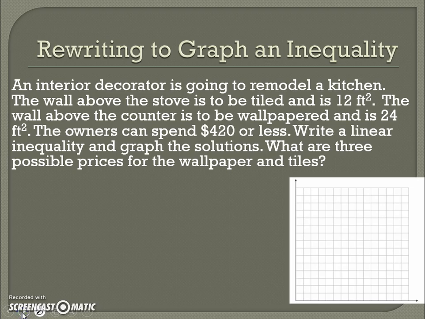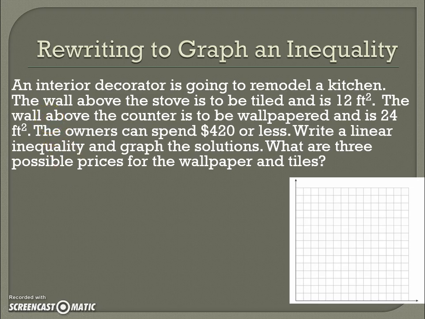It says an interior decorator is going to remodel a kitchen. The wall above the stove is to be tiled and is 12 feet. The wall above the counter is to be wallpaper, is 24 feet. The owners can spend $420 or less. Write a linear inequality and graph the solutions. What are 3 possible prices for wallpapers and tiles?